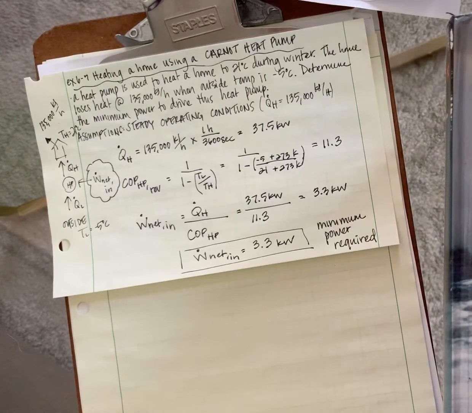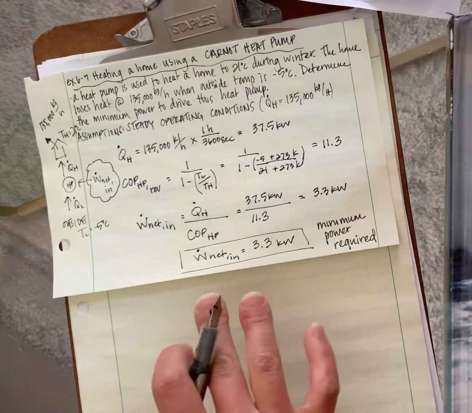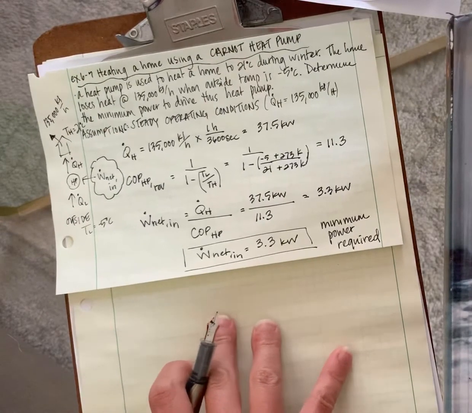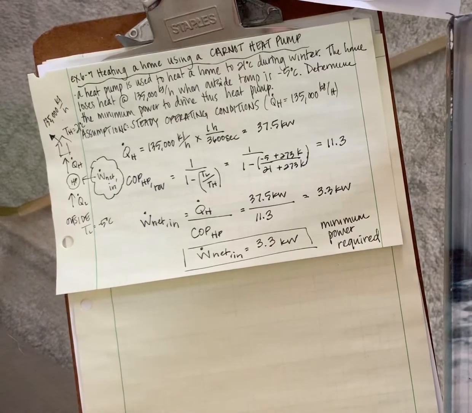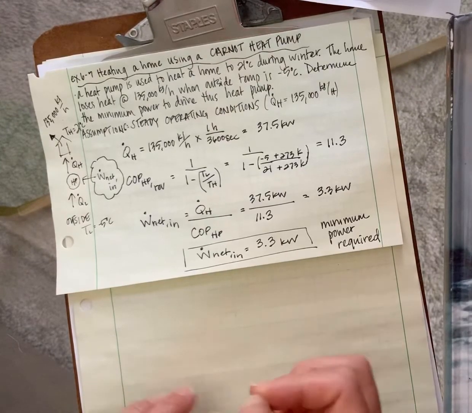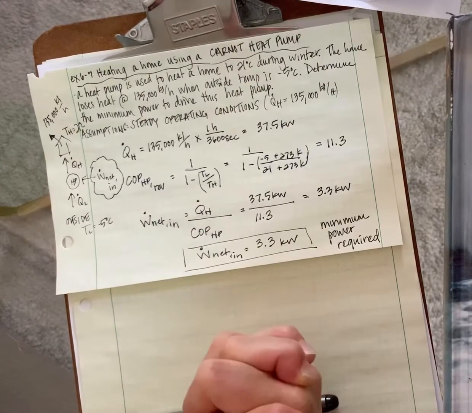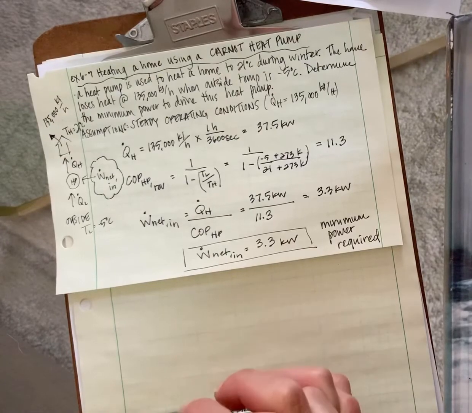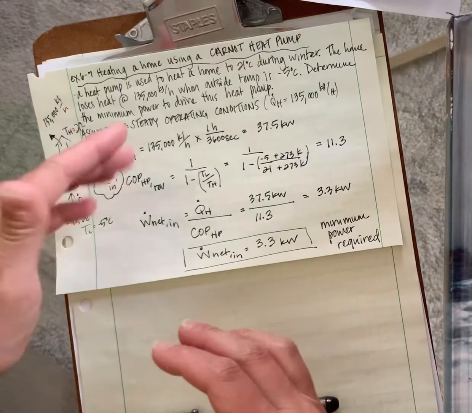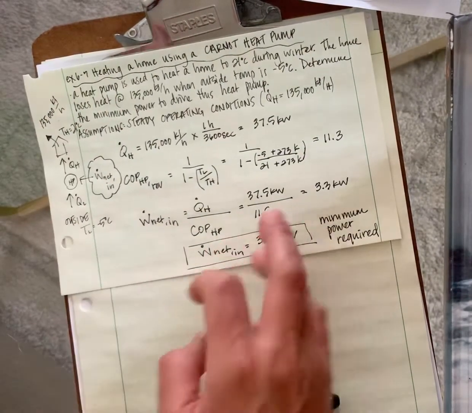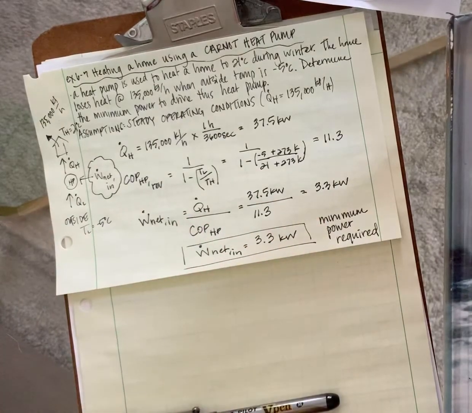Okay, so that's problem 6-7, heating of a house with a Carnot heat pump. This is on page 306. I encourage you to look at the discussion associated with this problem to make sure that you fully understand why we are solving for power like this, all of the nomenclature, everything.